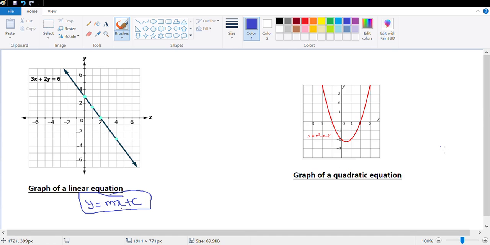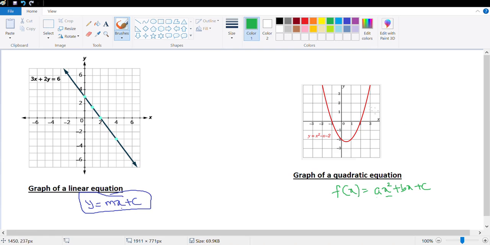Now on the right hand side, the graph is of a quadratic equation. So if I take f(x), the function of x, equal to ax square plus bx plus c, and if I change the value of x and plot it on the x and y coordinates, I will get a curve. I will not get a straight line, I'll get a curve.